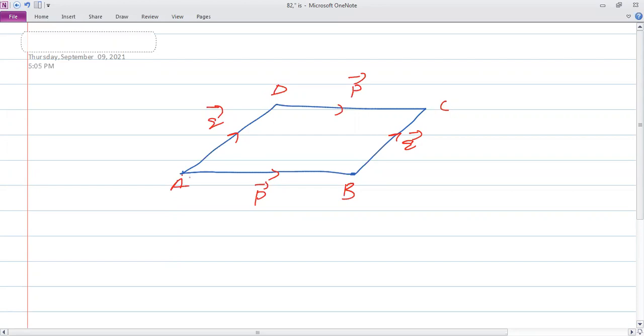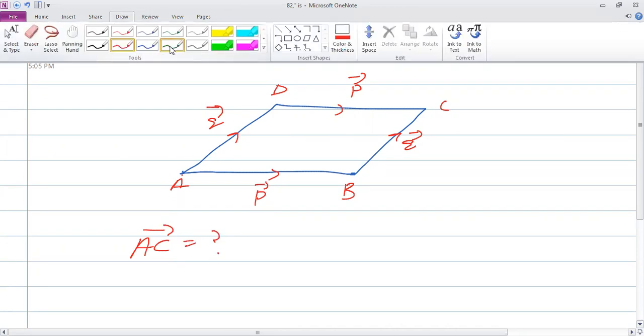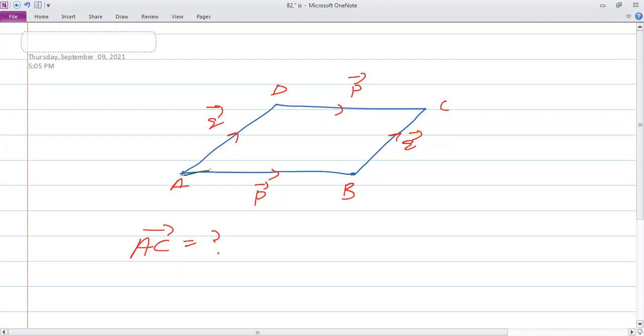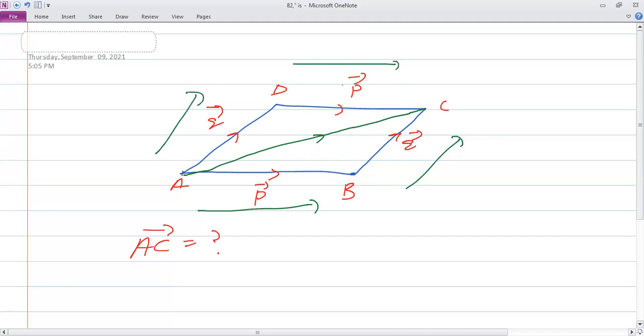Now, let's say you are asked to find AC. Now look here, this is your AC. You need to find AC. You don't have to go directly from A to C; you have to choose another path. Either you can go first here and then here, or you can go first here and then here. So this is your choice which path you choose.